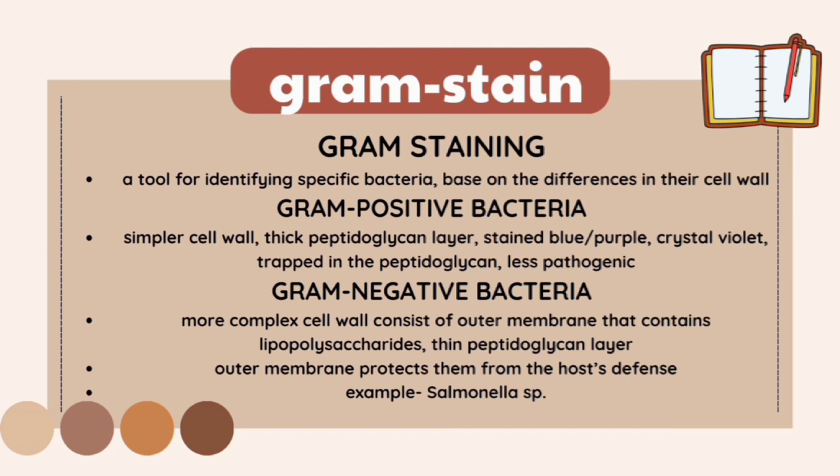Now we want to discuss gram stain. Gram staining is a tool for identifying specific bacteria based on the differences in their cell walls. There are two types, gram-positive bacteria and gram-negative bacteria. Gram-positive bacteria have a simple cell wall with a thick peptidoglycan layer, stain blue or purple as crystal violet is trapped in the peptidoglycan, and are less pathogenic. Gram-negative bacteria have a more complex cell wall, consisting of an outer membrane containing lipopolysaccharide and a thin peptidoglycan layer. The outer membrane protects them from the host defense, for example, Salmonella sp.